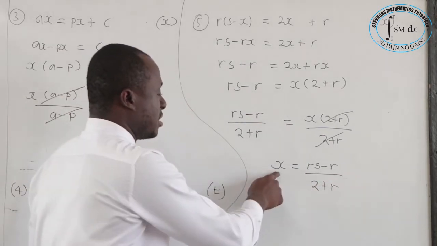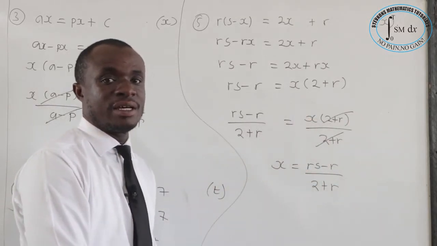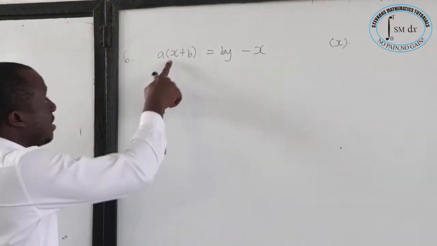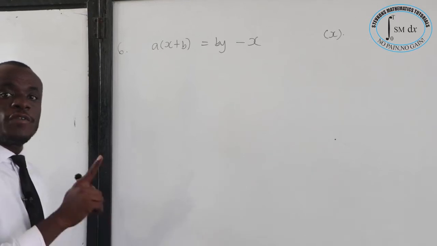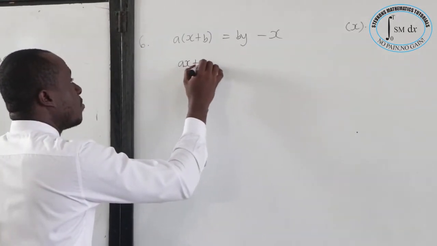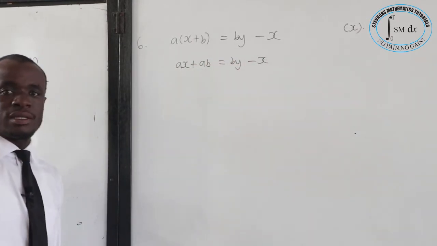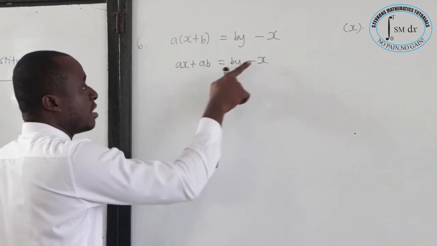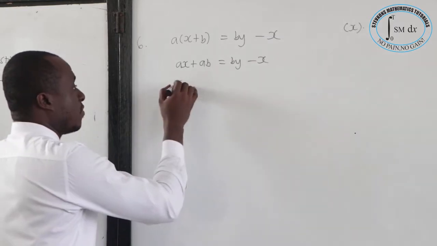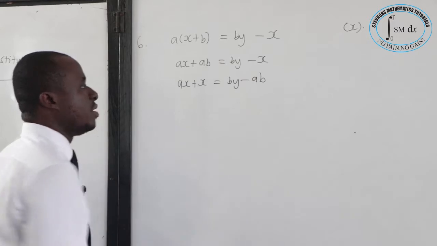I can decide to let the x be on the left or on the right hand side. Let's see, we want to make x the subject. Now let's see there's x here, there's also x over there. We have to use the distributive property to expand. So this will give us ax plus ab equal to by minus x. Let's group like terms. There's ax here. This is negative x, so it's better I bring this to the left hand side. So I have ax plus x equal to by minus ab.